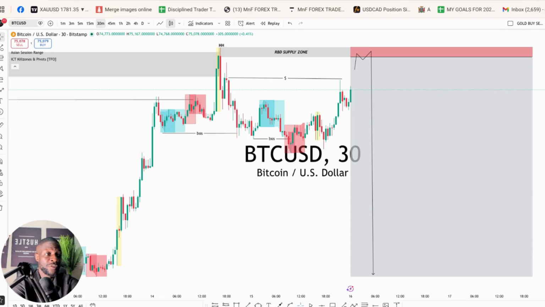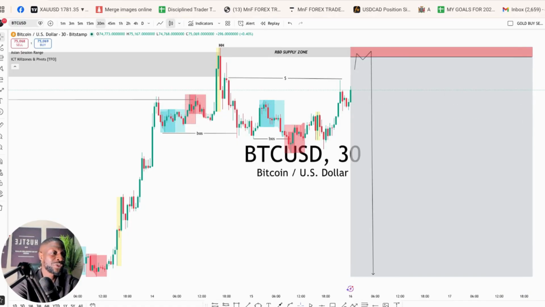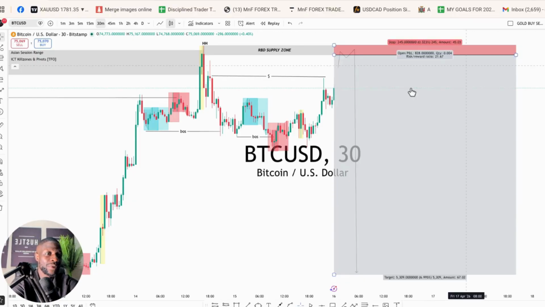If this particular trade plays out, we'll easily be able to catch about a 1 to 22 risk reward ratio. All right, so watch to the very end as I show you everything step by step so that you can actually do the same. This is Bitcoin right here on the 30 minutes time frame. Let me show you exactly what I'm looking at, right?